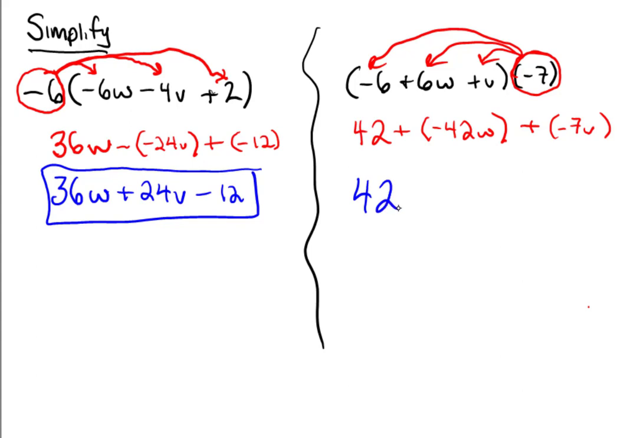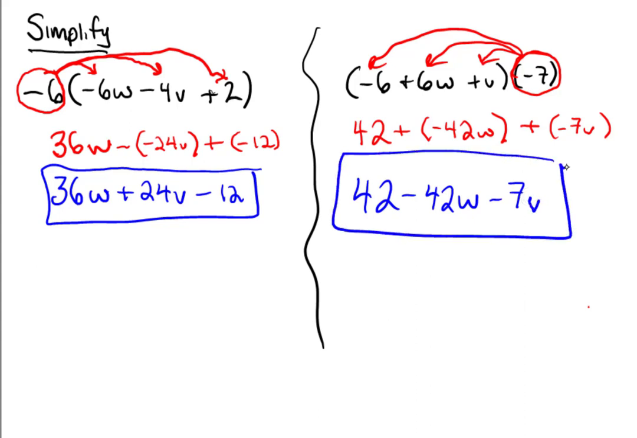42, that's fine. Plus a negative means that you're subtracting a 42w, and then adding a negative, plusing a negative again, means you're minusing 7v. Okay, there's some shortcuts you can do with the plus minus, but let's keep that just as our sort of introduction to being able to deal with the positives and the negatives when we're using the distributive property.